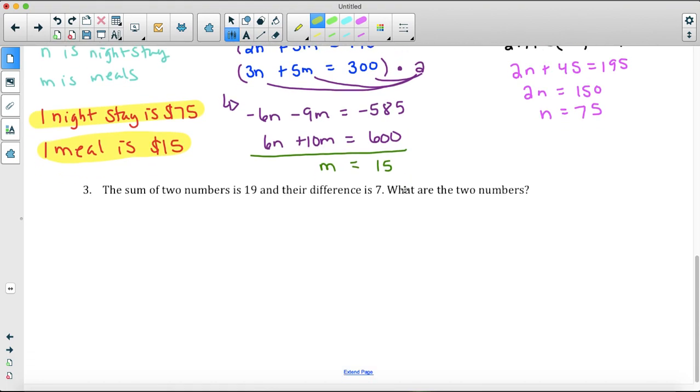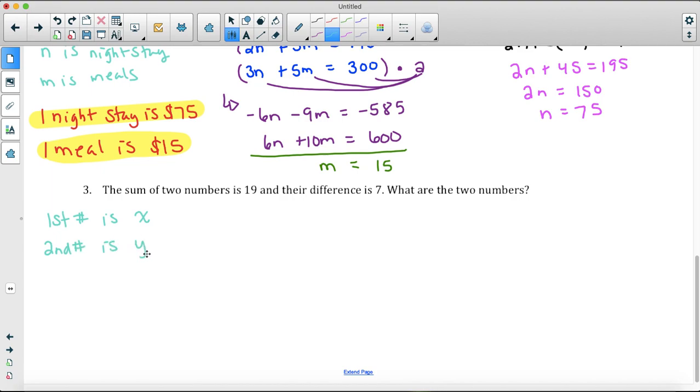On this next problem, this one just says that the sum of two numbers is 19 and their difference is 7. What are the two numbers? In this case, we don't have variables or words that represent the things that we want, so we can just use the letters X and Y, because it's not like a night stay and a meal, these are just random words. So we're going to use that the first number is X and our second number is Y.